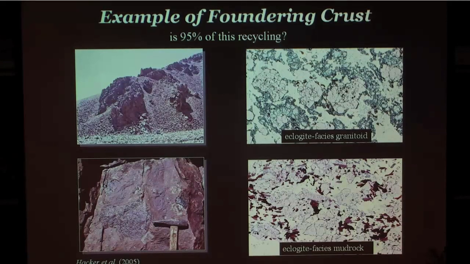And what's interesting about this is that it means that when continental crust sinks down into the mantle, first of all, it can undergo tremendous amounts of melting, and these are basically residues of after melting.